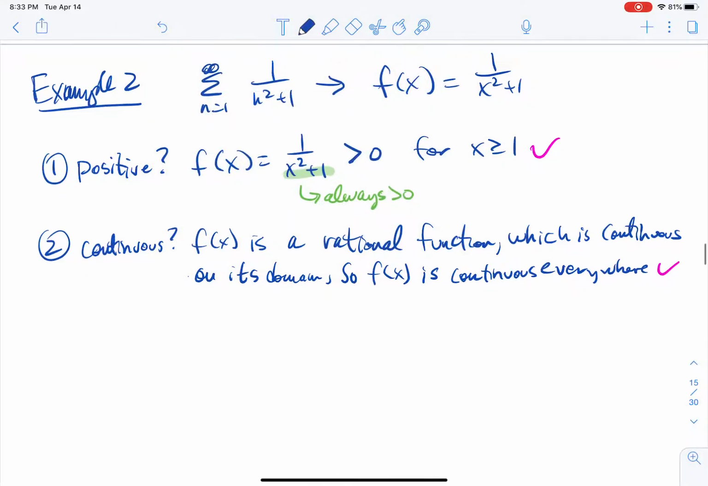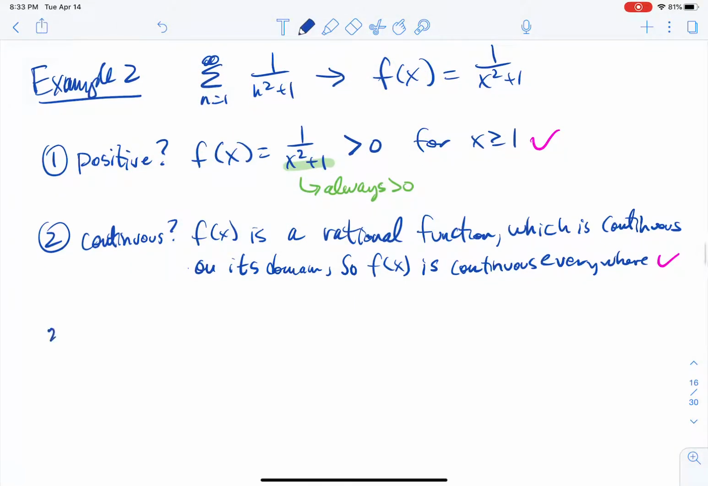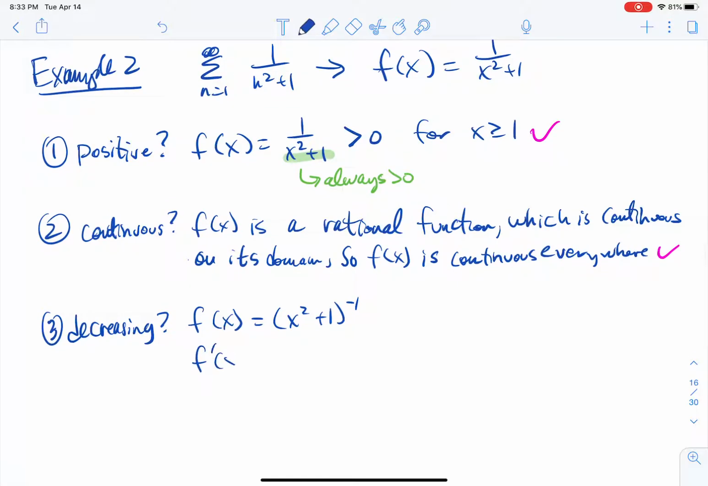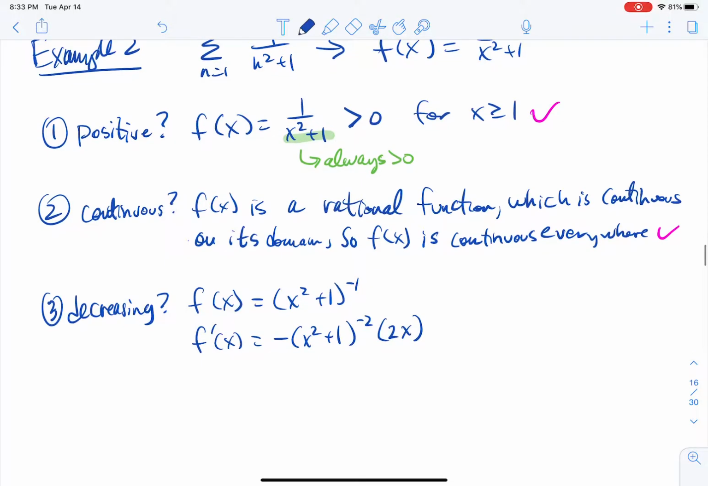Let's hope. Keep your fingers crossed that it's decreasing. All right, number 3, decreasing. Let's take its derivative. Before I do that, I'm going to rewrite it as x squared plus 1 to the negative 1 power. f prime of x is equal to negative (x squared plus 1) to the negative 2 power. It is a composite function, so use your chain rule, times 2x. Rewrite that as negative 2x over (x squared plus 1) squared.